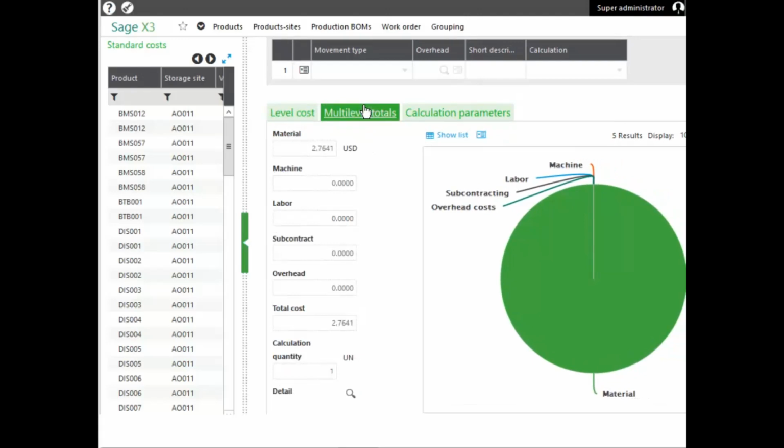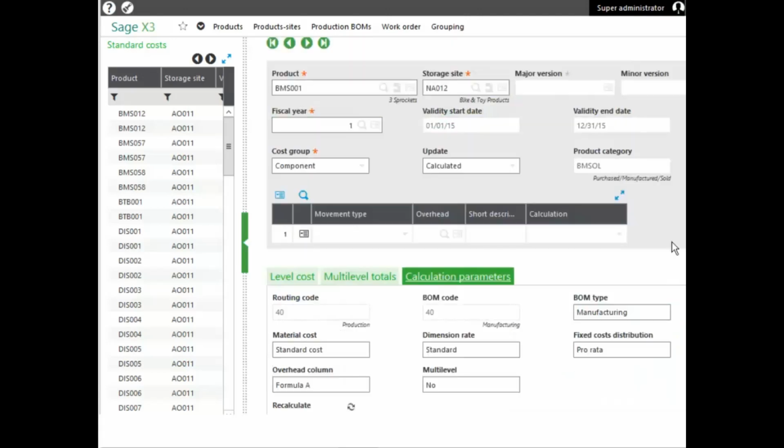The second tab is very similar to the level cost or first tab. It shows multi-level totals. If a product has many layers, machine and labor cost may be hidden inside of lower layers. So the multi-level totals tab breaks out all the costs from all the layers and consolidates them under material, machine, labor, subcontracting, and so on. The last tab shows the calculation parameters. These were the parameters in place when the standard cost was calculated using the standard cost calculation function.